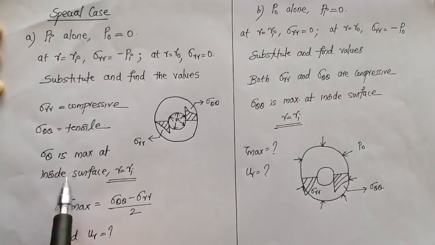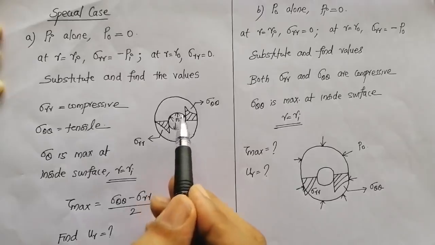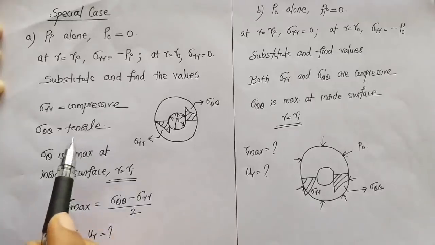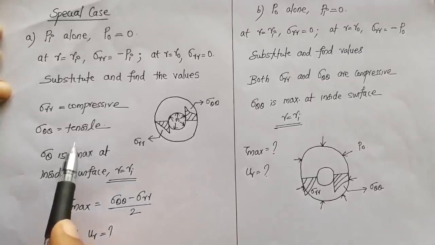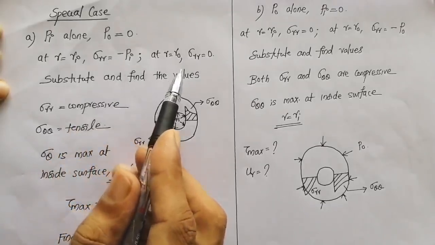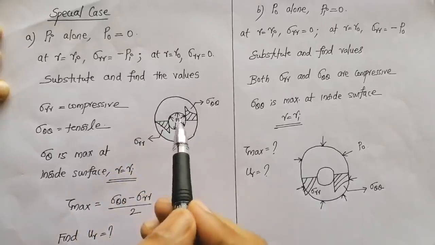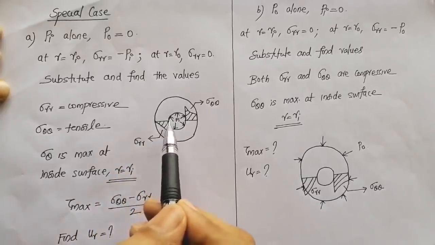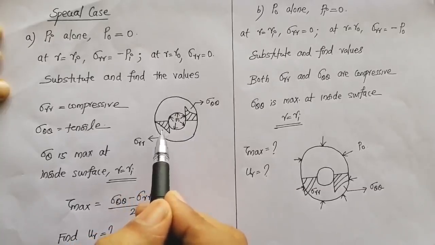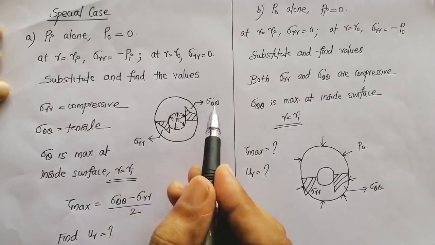So sigma theta theta is maximum at the inside surface. For most of the cases, sigma theta theta is maximum at the inside surface, that is at R is equal to Ri. Now what is the expression for tau max? Tau max is equal to (sigma theta minus sigma R) divided by 2. How do you obtain the values for sigma R and sigma theta theta? You have to substitute in the general equation the corresponding conditions as we have obtained in the boundary conditions. Now what is the stress distribution? Here I have represented sigma RR and here I have represented sigma theta theta.